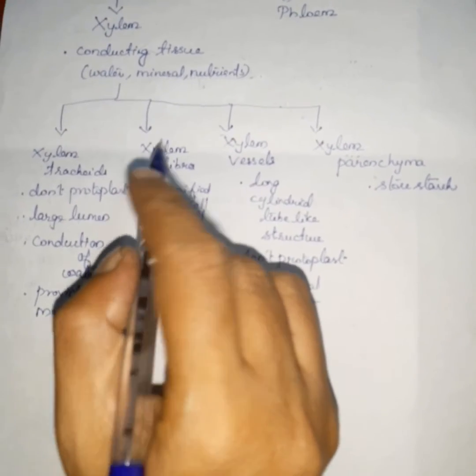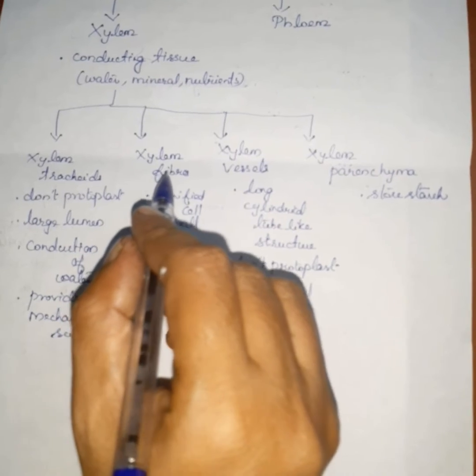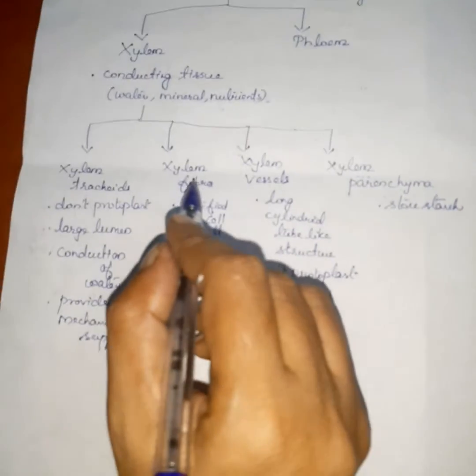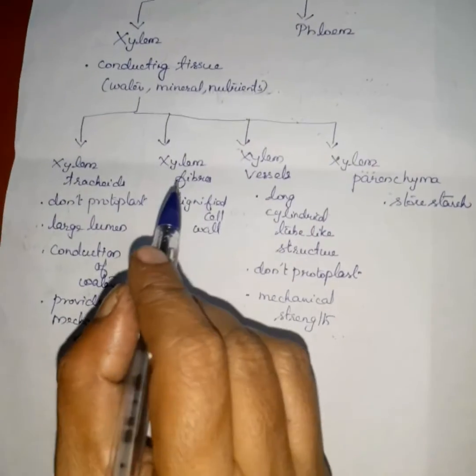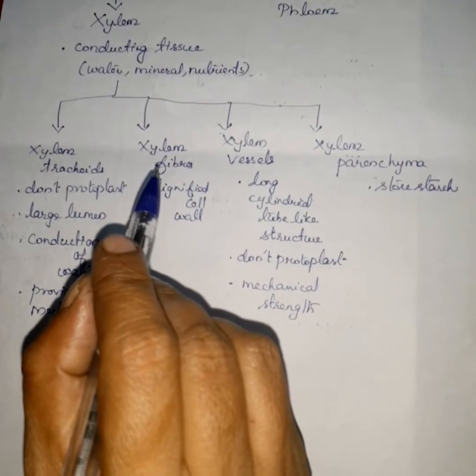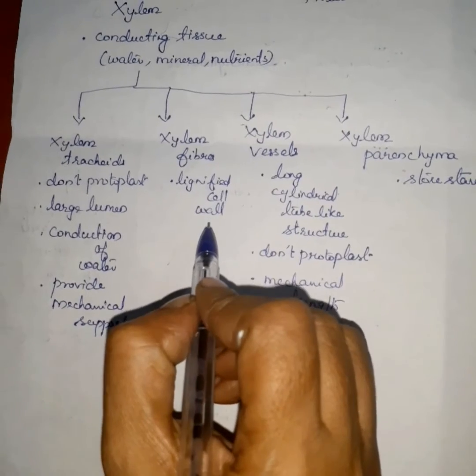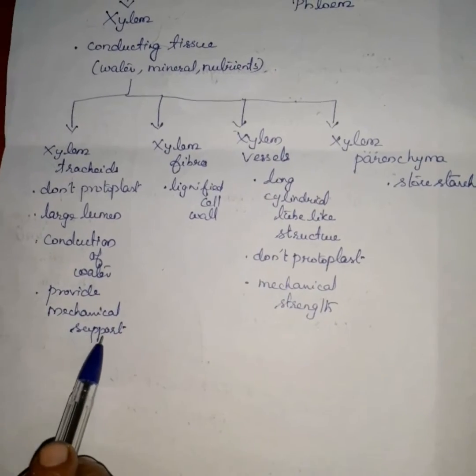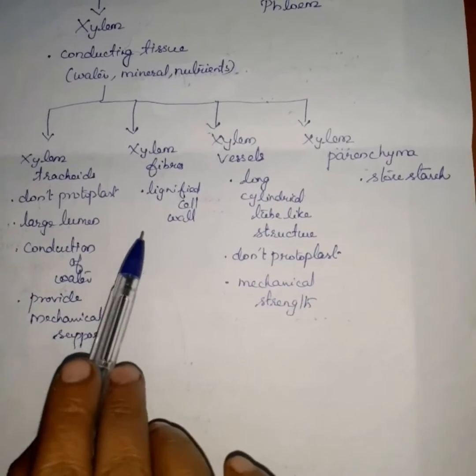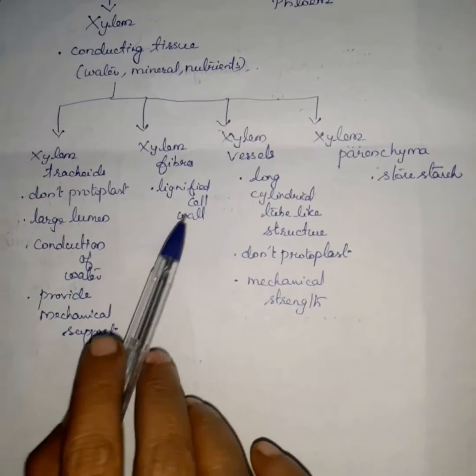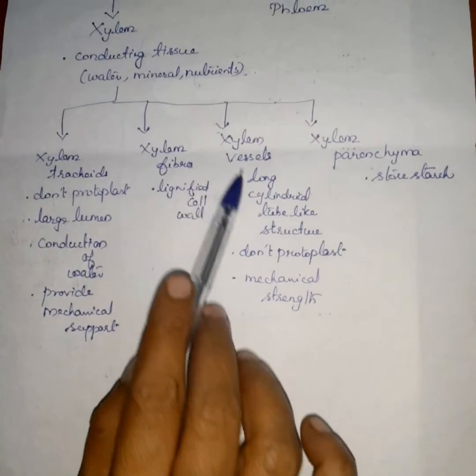Okay, these cells are elongated with lignified walls. The xylem fibers provide mechanical support to the plant. Okay, next we are going to study xylem vessels.